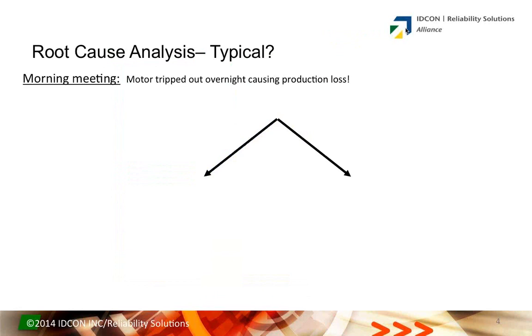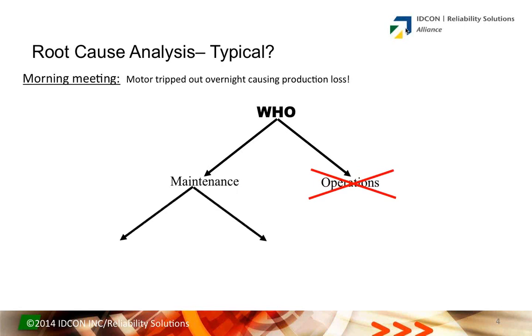So let's think about how root cause works in your facility. You come into the morning meeting, and a motor tripped out overnight causing a production loss. So everybody sits in the meeting and asks, what's going on? But very often the question isn't what, it's more like who. And usually the first question is, was it maintenance or was it an operational issue? The very fact that the motor tripped out would indicate that, of course, it can't be an operational problem, so therefore it's maintenance. So then we say, well, maintenance, who's responsible?